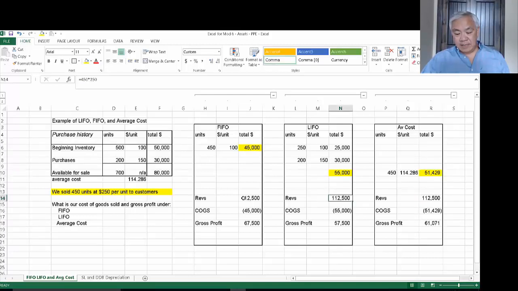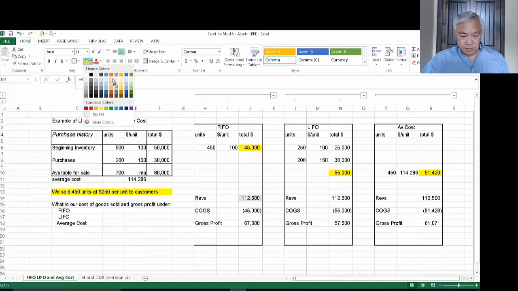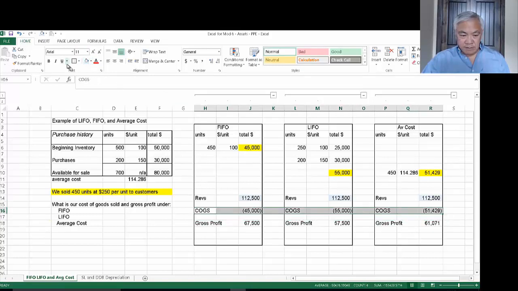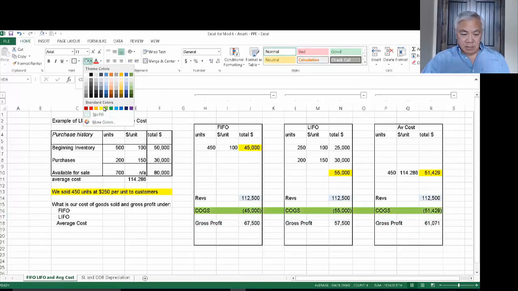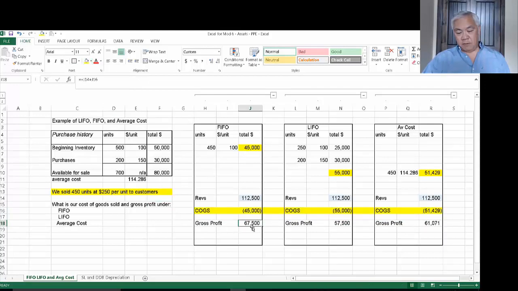Our revenues are the same, doesn't matter. These are identical. Just highlight that in blue, so these are exactly the same. So where's the action, right? It happens right here. Cost of goods sold is what varies by cost flow assumption. Therefore, the profits are different. It's the highest profit if we use FIFO, the lowest profit if we use LIFO, and kind of in the middle if we use average.